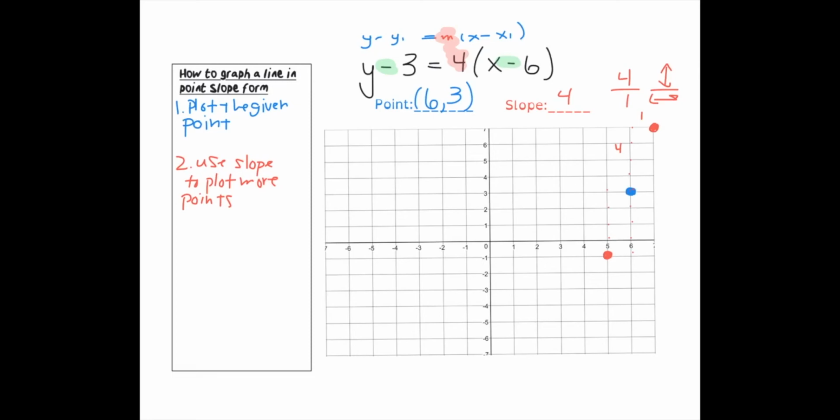Then, of course, our last step would be to connect the dots with a line. And there we have our first line plotted in point-slope form.